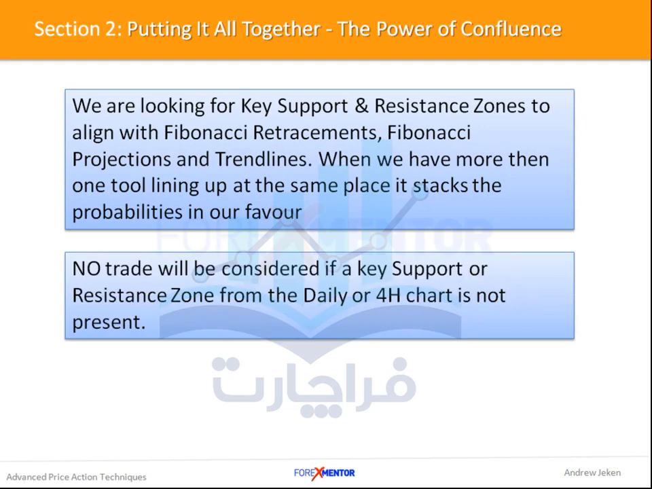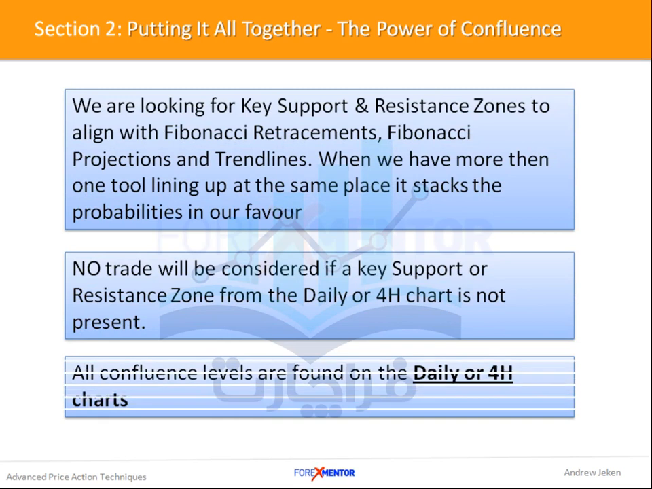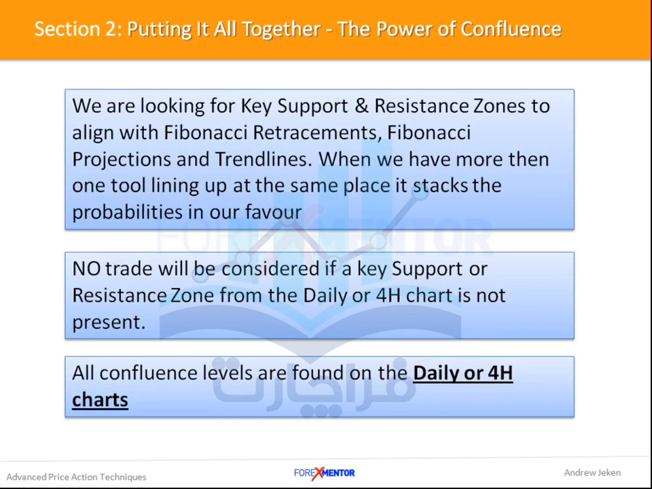No trade will be considered if a key support or resistance zone from the daily or 4-hour chart is not present. All confluence levels are found on the daily and 4-hour charts. Please read that again. All confluence levels are found on the daily and 4-hour charts, not a 5 or 15-minute chart. The main players in this industry are trading off a big time frame. Your daily, weekly, monthly, 4-hour chart, not a 5-minute chart.